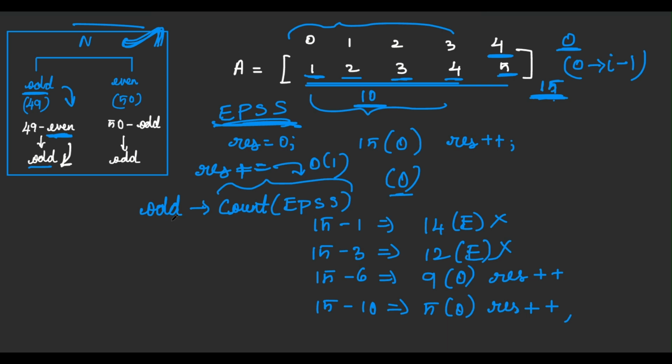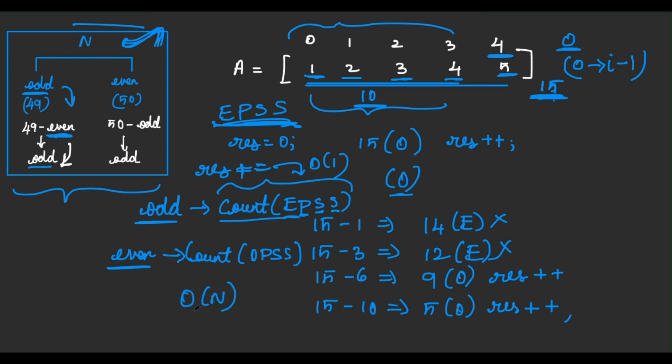Now, if the bigger sum is odd, we need the count of EPSs. EPSs means even prefix subarray sums, right? Now, if the bigger subarray is going to be an even sum, then we need the count of odd prefix subarray sums. You can very well refer to that from this observation which we have already discussed, right? Now let me give you the proper dry run of the O(n) approach, and after that we'll jump into the code.